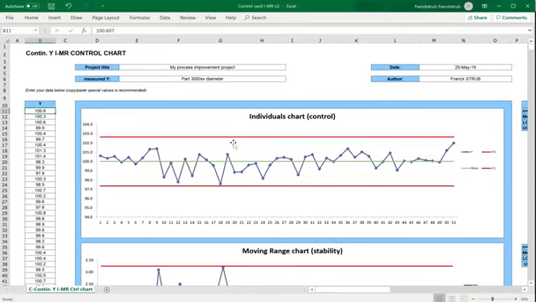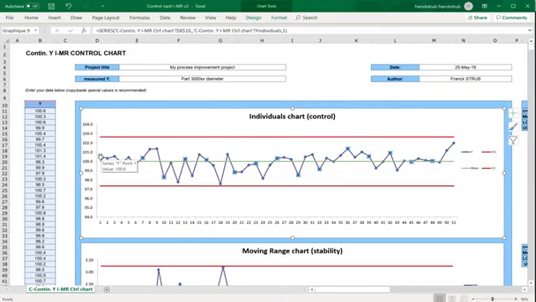Individual means what? It means that each point on the individual chart is one measurement. You could find some control cards where each point is the average of a set of measurements. Every day, for example, you take a sample, you take the average and you plot the average on the control card. Here it's not the case. Each point on the control card is an individual data, a measurement that you collected.